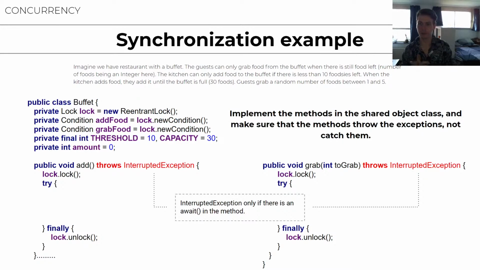Next step, implement the methods in the shared object class and make sure that the methods throw the exceptions and not catch them. The exceptions are very important, also something that you're getting points deducted for if you miss out on them. And then you have this structure, which is basically the same all the time: you start with lock.lock, then you have a try and finally, and in the finally you say lock.unlock. I have 2 methods, one for the kitchen where you can add food, one for the guests where you can grab food, and it gets a parameter int to grab, which is the number of food that you want to grab.